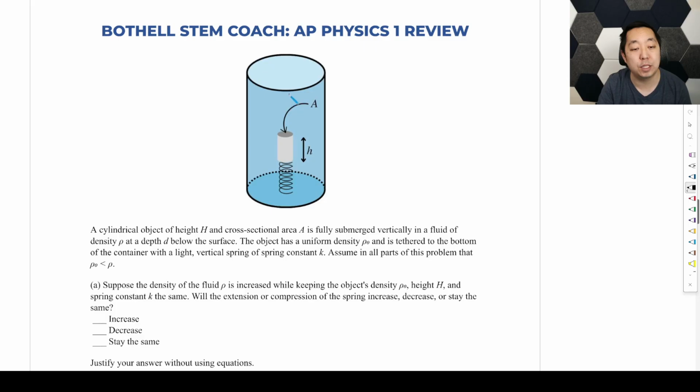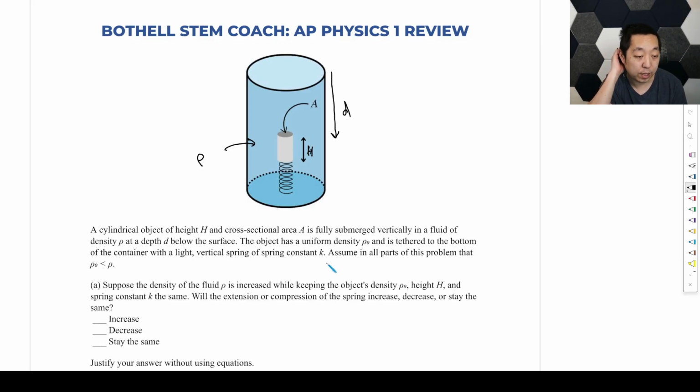So we have a cylindrical object of height h. This would be a capital H. Yeah, this should have been a capital H. My bad on the picture. And the cross-sectional area A is fully submerged in a vertical fluid of density rho. So the density of the fluid is rho at a depth d below the surface. So this is the distance d. The object is uniform density rho naught and tethered to the bottom of the container with a light vertical spring of spring constant k.